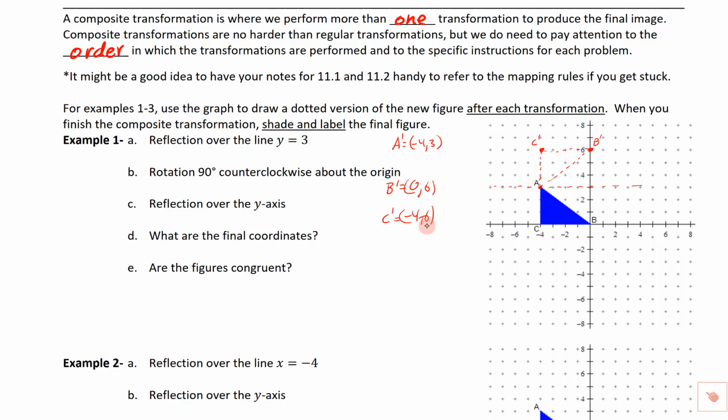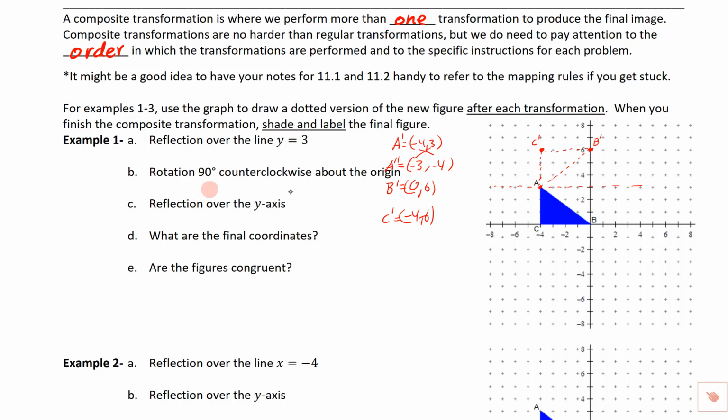Now remember, if we're going to rotate 90 degrees, we're going to switch the X and Y. So we're going to switch the two of these. So here's going to be our A double prime, our new A. So this is going to be a 3, and this is going to be a 4. Now remember, if we go counterclockwise, it was the Y coordinate that changed. So I think I'm going to get this one right here. So this is what I think.